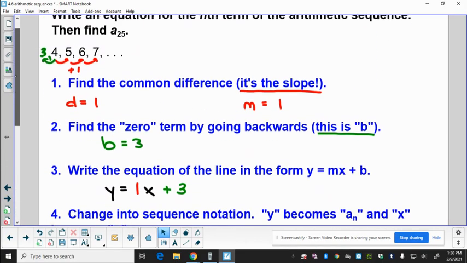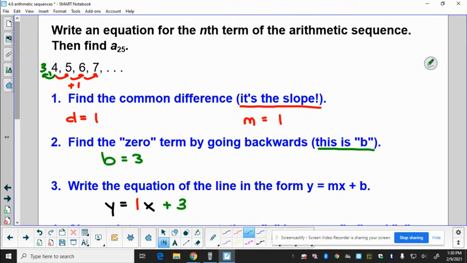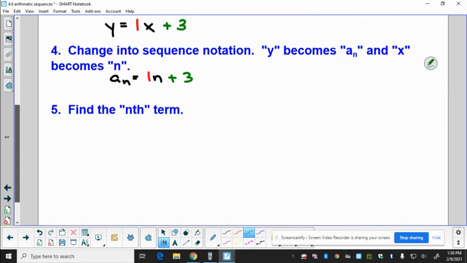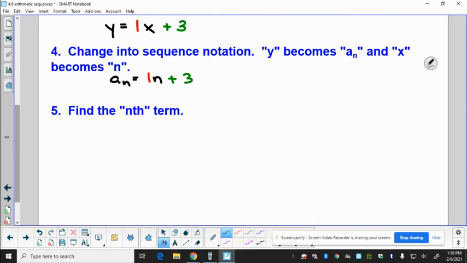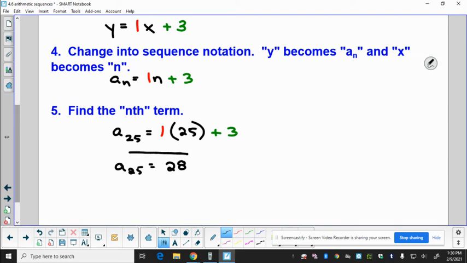Let's see up here. Here it is. In sequence notation, that means find the 25th term. So I'm going to write that out using correct notation. The value of the 25th term will be 1, put 25 in for the n, and then plus 3. I don't think we even need a calculator for that, do we? I don't think so. 1 times 25 is 25 plus 3. 28 would be that term.